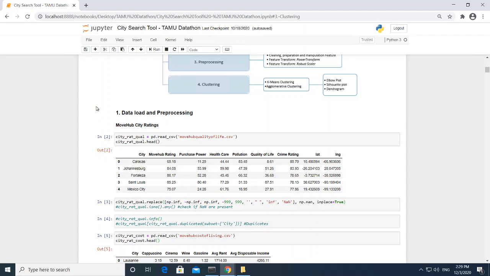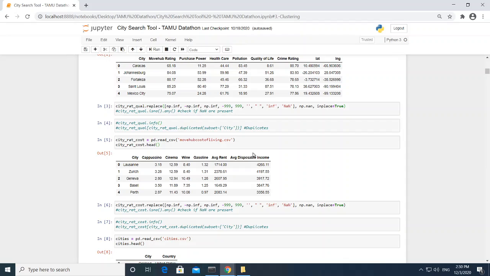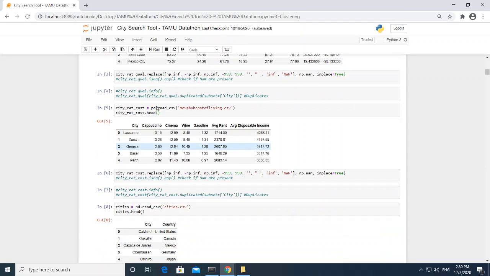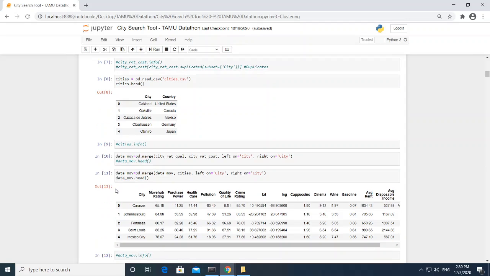So this is the first step, the data load and preprocessing. We follow the same workflow on each database. Here we loaded the data. Then we did a little bit of analysis of the data. We tried to observe if there were any missing values, if there were duplicates, and if the type of data was accurate. We did this for all of the databases, following the same workflow.